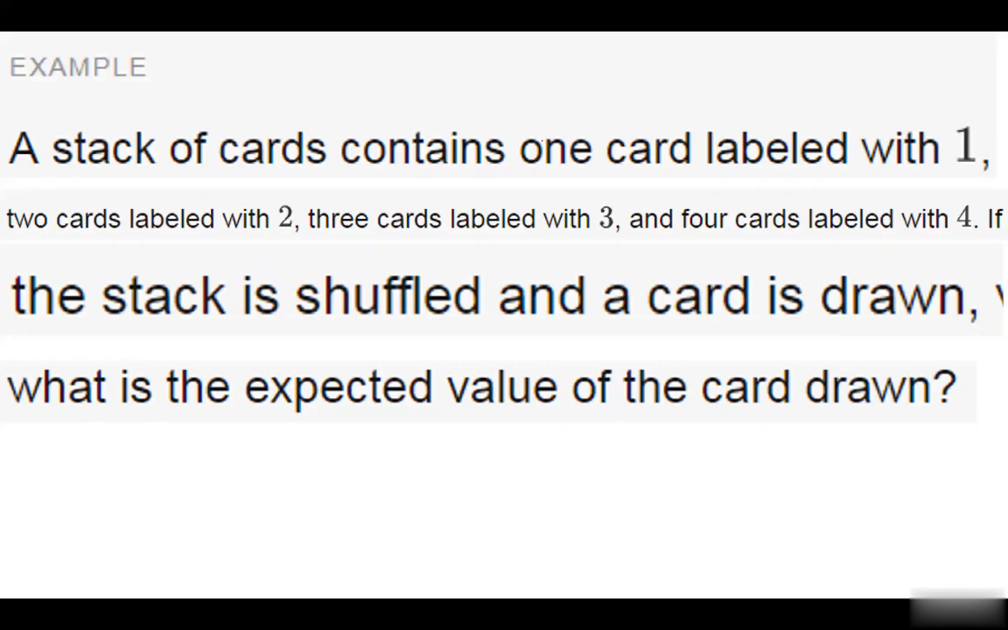A stack of cards contains 1 card labeled with 1, 2 cards labeled with 2, 3 cards labeled with 3, and 4 cards labeled with 4. If the stack is shuffled and a card is drawn, what is the expected value of the card drawn? So for example, if we let X denote the number of the card drawn, we want to find EX, right?